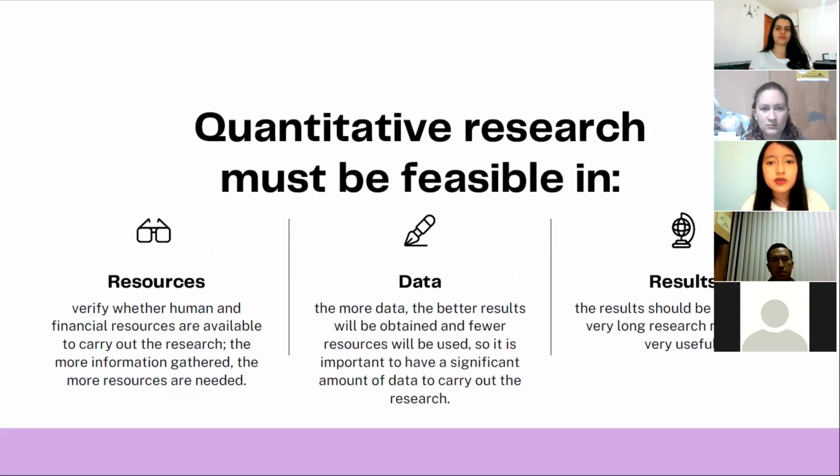Quantitative research must be feasible in resources; verify whether human and financial resources are available to carry out the research. The more information gathered, the more resources are needed. Data. The more data, the better the results that will be obtained. So it is important to have a significant amount of data to carry out the research. Results. The results should be timely, since very long research may not be very useful.